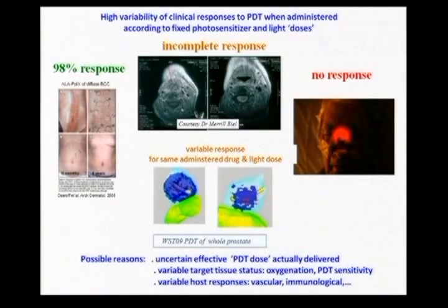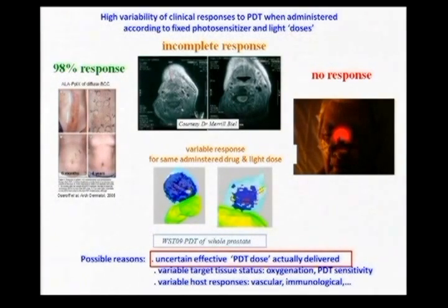So clearly, using just the amount of drug and the amount of light as the dose for PDT is not adequate. And in fact, as several people during this meeting have indicated, that lack of ability to properly understand how much dose we're really giving in the patient is probably one of the main limiting factors in the adoption of PDT into clinical practice. So we really, in this case, have an uncertain effective PDT dose. Of course, there are many biological reasons why there may be these differences.